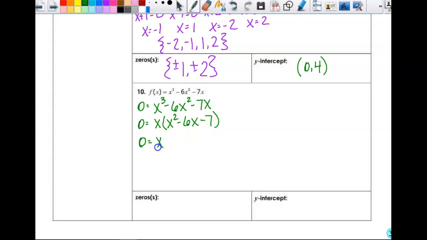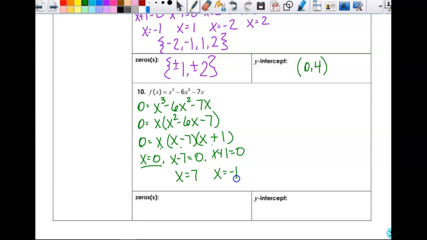So I get 0 equals x, and then I'm going to have two binomials. This will be x and x. Two numbers that multiply to give me negative 7, combine to give me negative 6, so that's going to be negative 7 and a positive 1. So I have three terms that I have to set equal to 0. I get x equals 0, x minus 7 equals 0, and x plus 1 equals 0. So that leaves me with x equals 0, x equals 7, x equals negative 1. So my zeros will be negative 1, 0, 7.